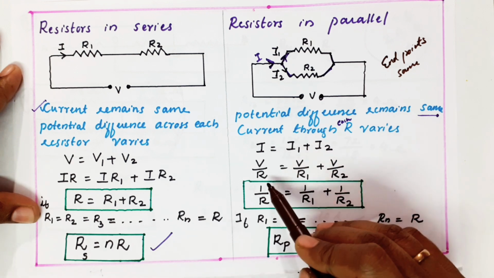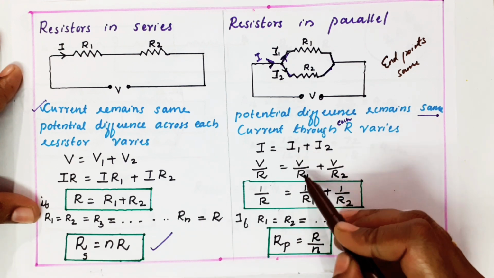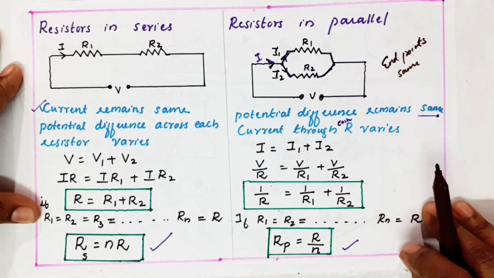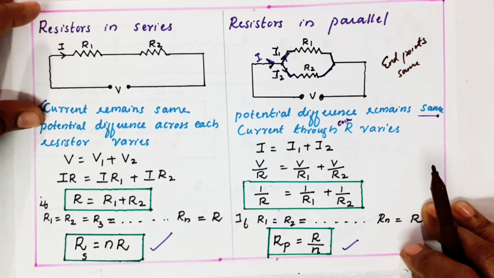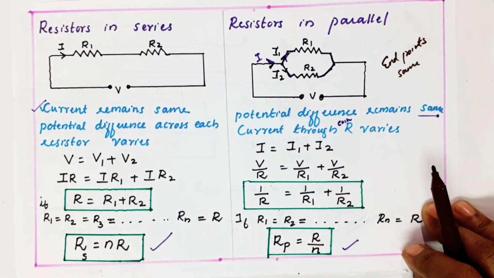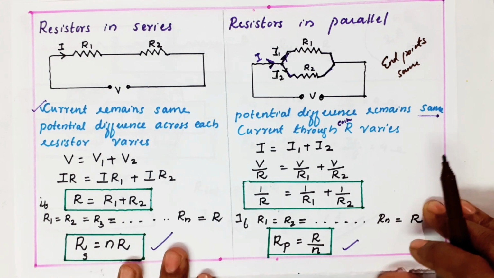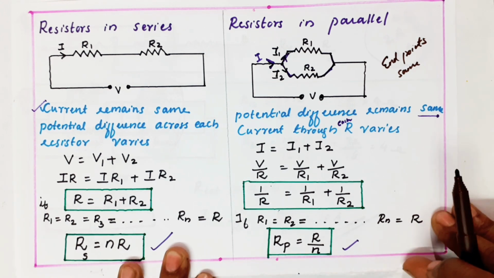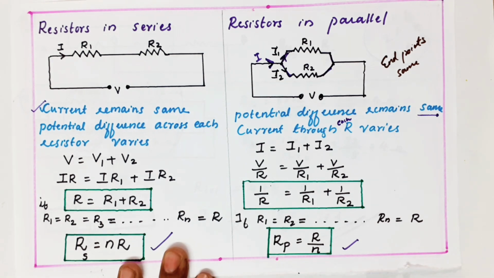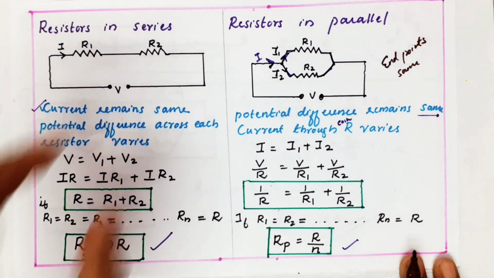What is I? V by R. What is I1? V by R1. What is I2? V by R2. All V gets cancelled. So 1 by R equals 1 by R1 plus 1 by R2. Here also you take the condition R1, R2 are equal. If all are equal to R, what happens to the parallel resistance? It will be equal to R by n. Shortcut equation. So I have written everything in this concise form.